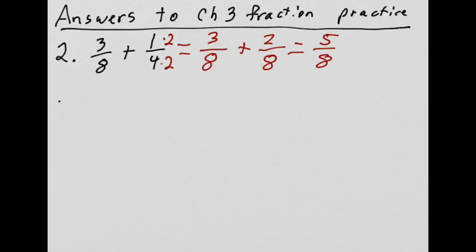So the next one, number 3, similar, it's a subtraction problem. 7/8 minus 2/3. This time 3 does not divide evenly into 8. So I have to come up with a new denominator, the least common multiple for 3 and 8, and I can multiply 3 times 8 to get that new denominator. So my new denominator will be 24.